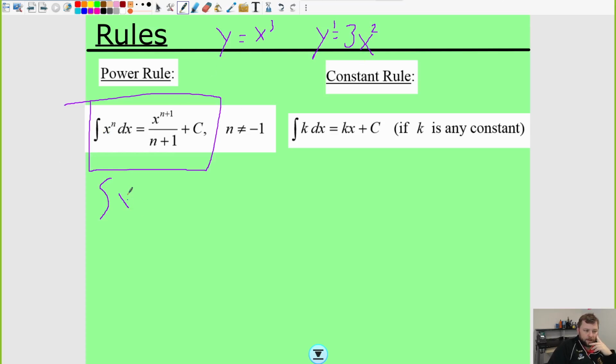So if I said the integral of x to the third power, that's going to be x to the fourth divided by 4. Because the two steps for doing this are, step one, I'm going to add 1 to the exponent.